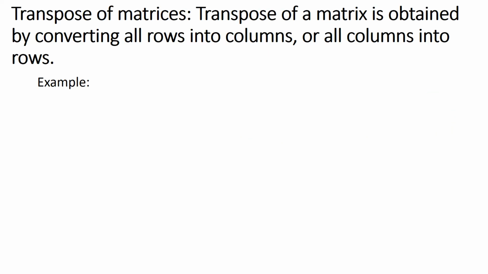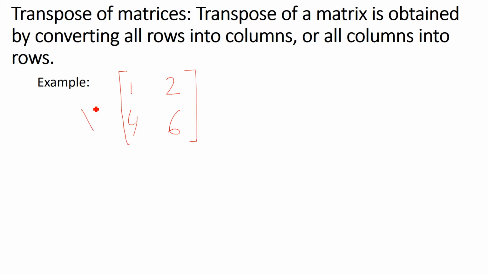Now the transpose of matrices. A new term, but very easy. The transpose of a matrix is obtained by converting all rows into columns or all columns into rows. So I will show you here. Suppose we have a matrix 1, 2, 4 and 6.